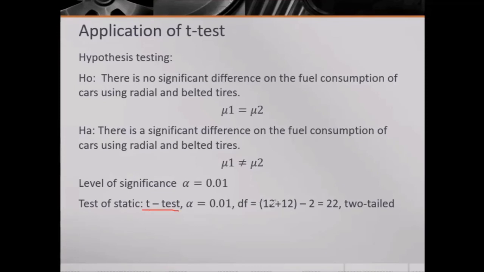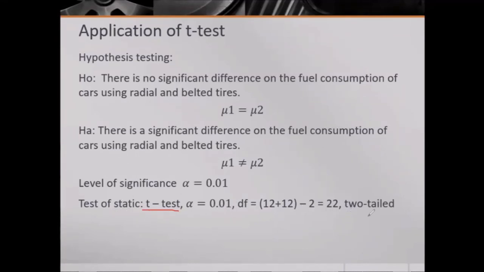Yung degree of freedom natin, 12 for the radial tire and another 12 doon naman sa belted. So 12 plus 12 minus 2, kasi ito ay 2 groups or 2 sample mean kaya minus 2. Then we have 22 for the degree of freedom. Kailangan natin ng degree of freedom at ang alpha para makuha natin ang tinatawag natin na T critical value.